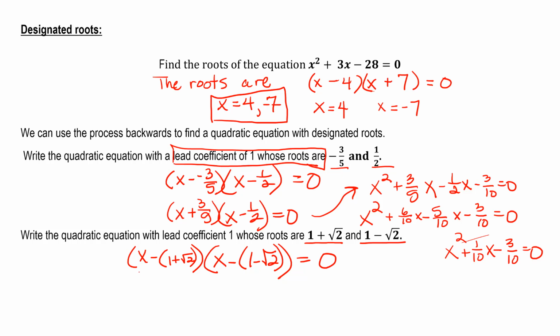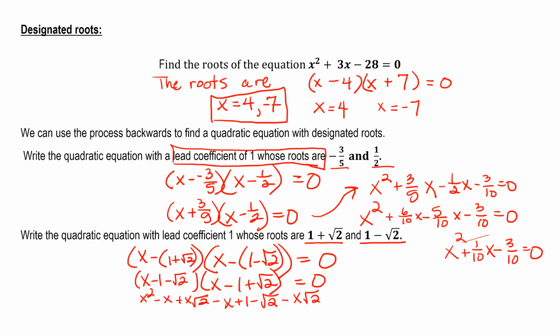And if we were to go ahead and multiply this out, we've got (x minus 1 minus the square root of 2) times (x minus 1 plus the square root of 2). And if we multiply all that out, we're going to have x squared minus x plus x times the square root of 2 minus x plus 1 minus the square root of 2 minus x times the square root of 2 plus the square root of 2 minus 2 equals 0.